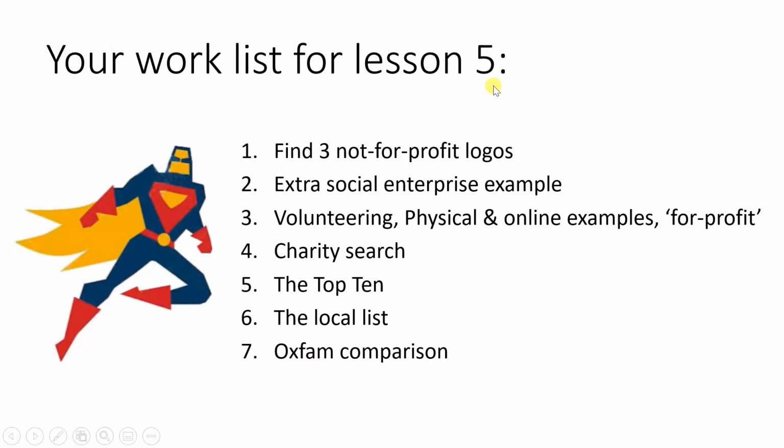Here's your task list for lesson 5. There are 7 items. The first few are quite easy, some finding skills. So you need to find 3 not-for-profit logos, and on task 2, I want you to focus on social enterprises. Then we're looking at making sure you've got a volunteering not-for-profit organisation. We need to look at those who have a physical and an online presence. Then we're doing some charity work. I'm looking at the top 10, and on task 6 there's a local list that you've got to examine, and lastly on task 7 it is an Oxfam comparison to finish.